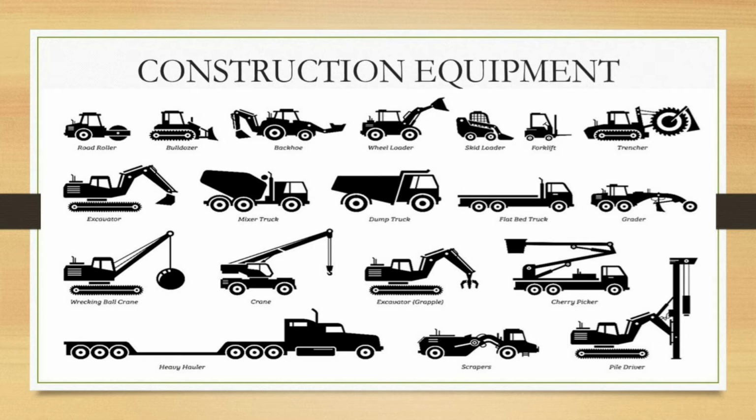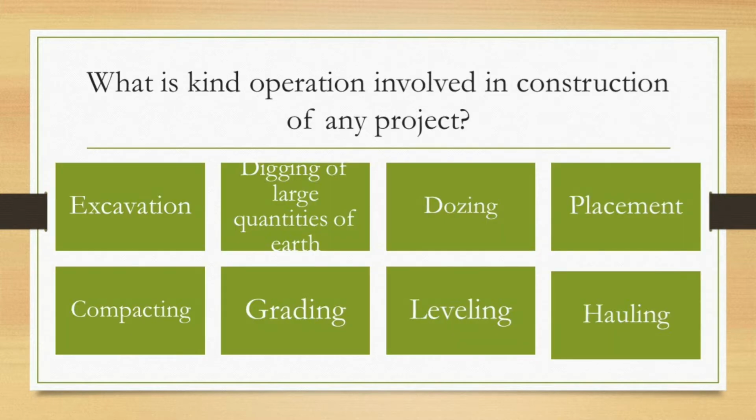So there are many types of construction equipment: earth-moving equipment, hauling equipment, hoisting equipment, conveying equipment, aggregate and concrete production equipment, pile driving equipment, and additionally tunneling and rock drilling equipment, and pumping and dewatering equipment. What kinds of operations are involved in the construction of any project? There are many: excavation, digging of large quantities of earth, and moving them to distances which are sometimes fairly long, placement, compacting, leveling, dozing, grading, and hauling.